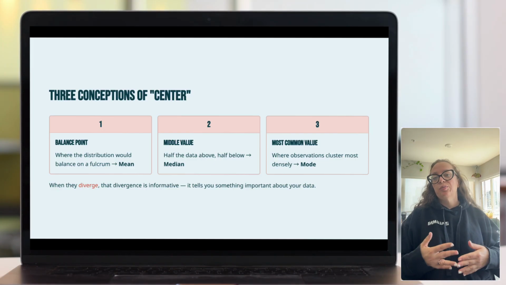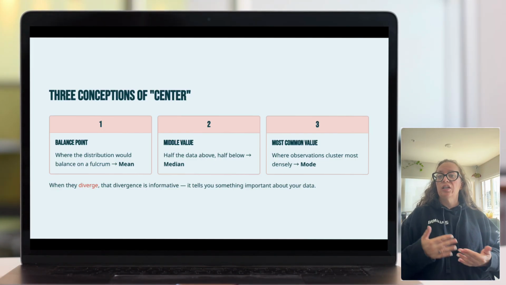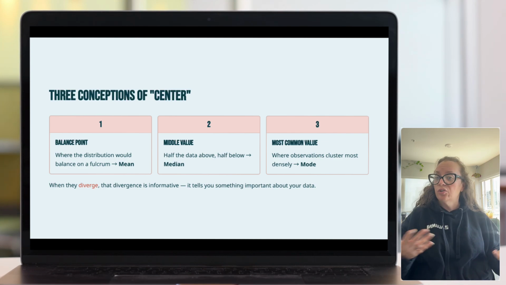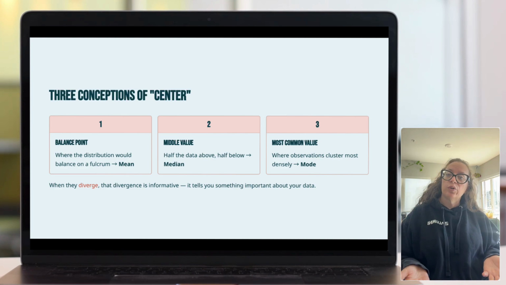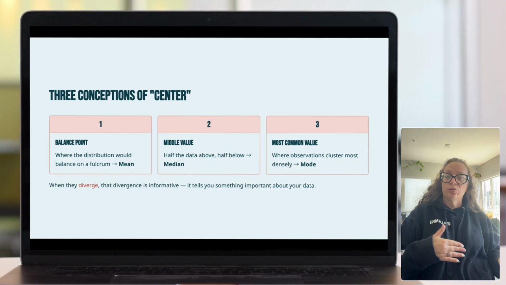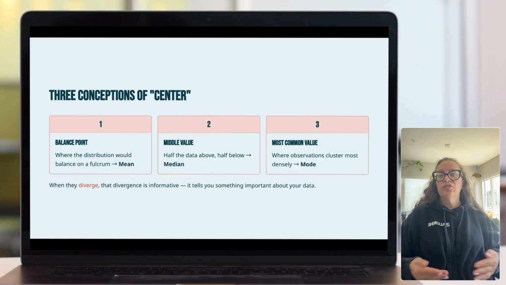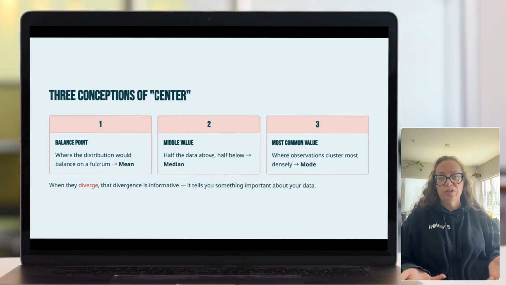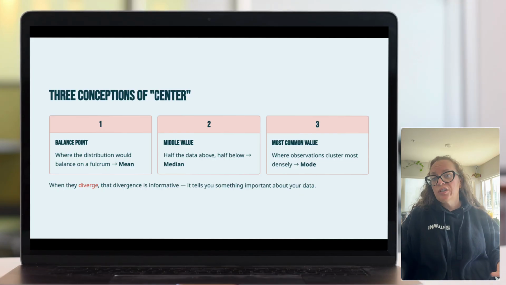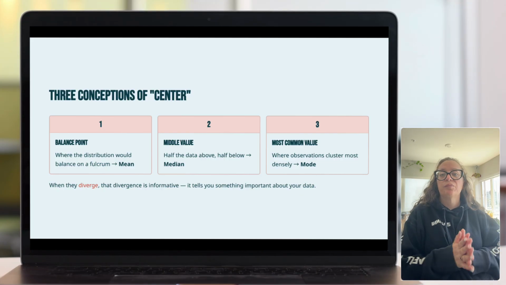So these 3 conceptions often give similar answers. If your data is symmetric and well-behaved, the mean, the median, and the mode will all be close together, and it won't matter much which one you use. But sometimes they diverge dramatically. In a skewed distribution, in data with outliers, and in bimodal distributions, we'll talk about all these, the 3 measures can give very different answers. And when they diverge, that divergence is informative, okay? It tells you something important about your data.